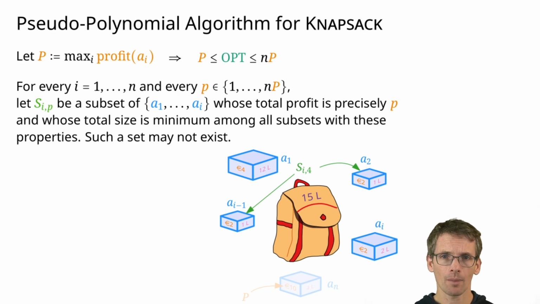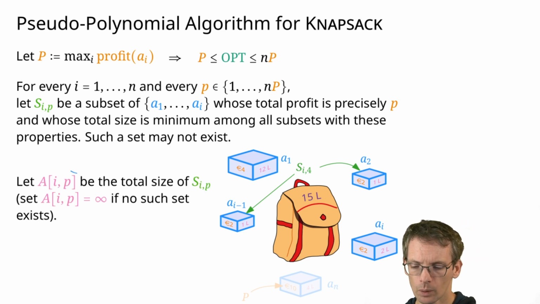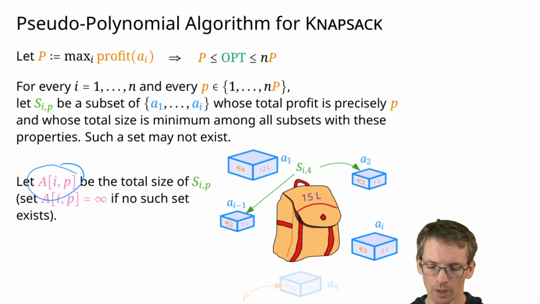Now in the dynamic program, we're going to look at the size of these sets S_{i,p}, and we're going to call them A(i,p). So A(i,p) is the total size of S_{i,p}.